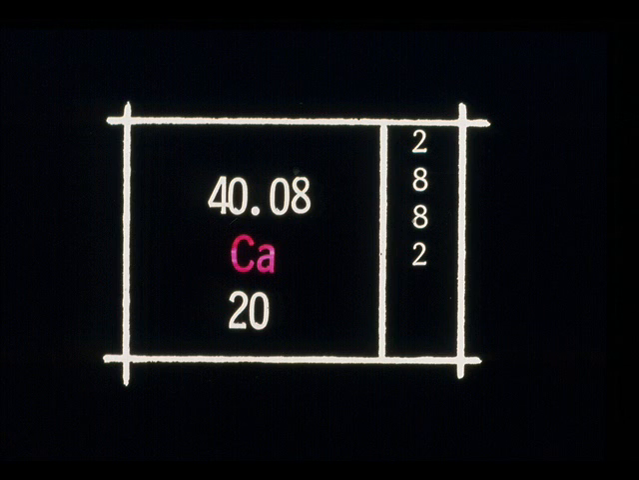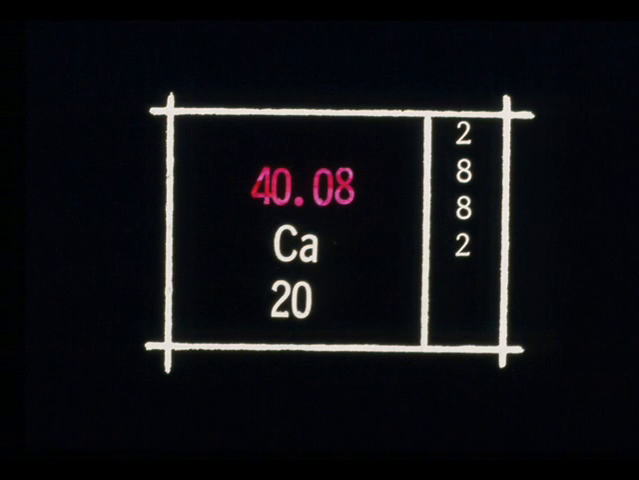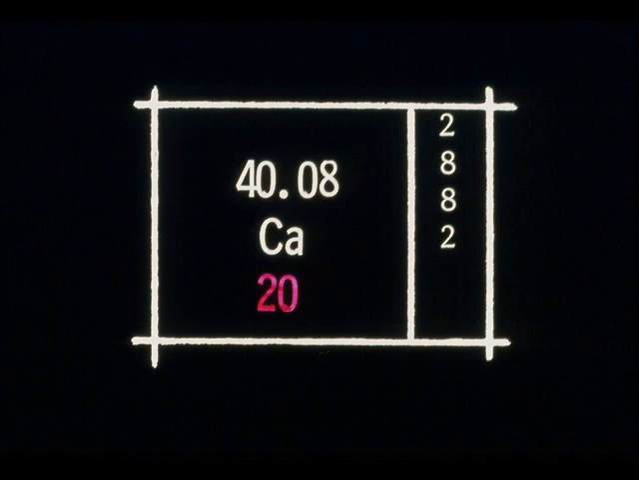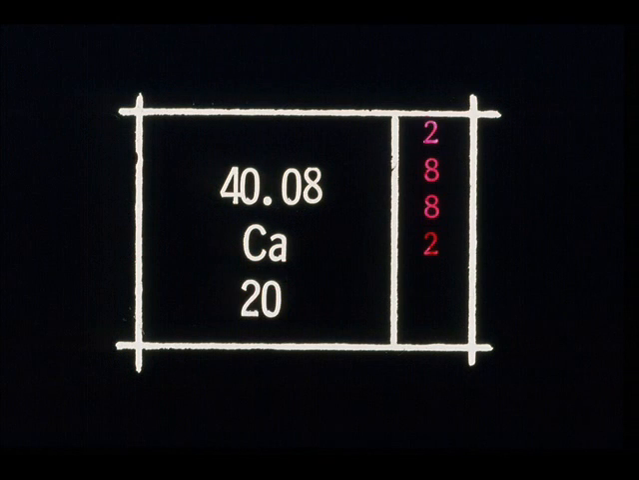Each element is assigned a block, and in the center of the block is the element's symbol. Let's take calcium as an example. Here you see Ca, the symbol for calcium. Above the symbol, you see the atomic weight, 40.08. Below the symbol is the element's atomic number. The number for calcium is 20. To the right of the symbol is the element's electron configuration. This example shows that calcium has 4 electron shells.